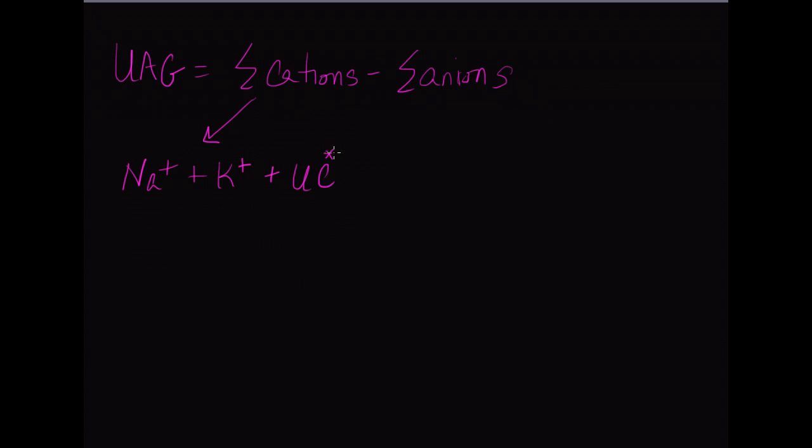I'm going to put a star here because there's a particular unmeasured cation that we have an interest in learning about. That's ammonium. And we choose our unmeasured anions. The most common is chloride, and then we lump all the other ones together into unmeasured anions. So let's just rearrange this formula.